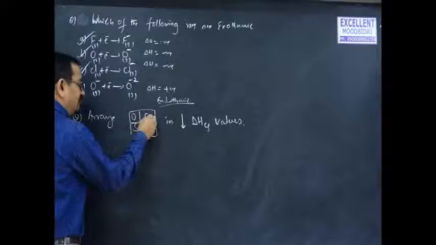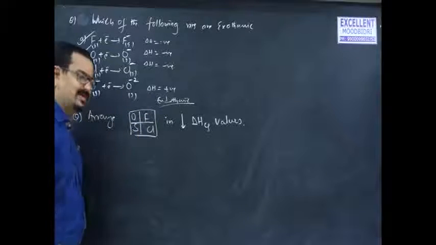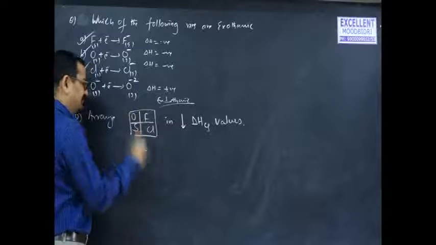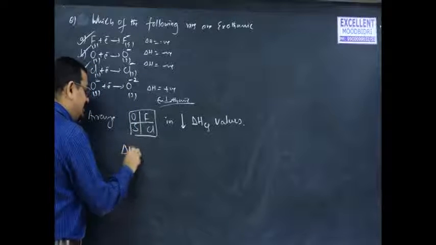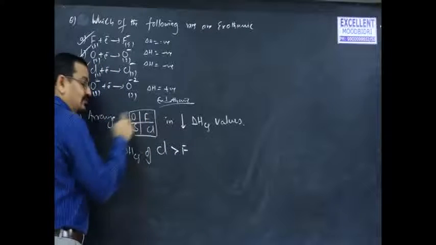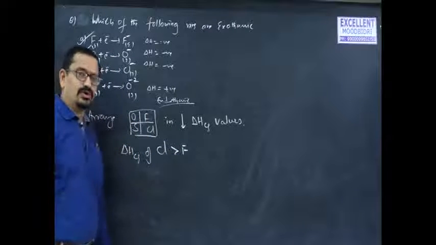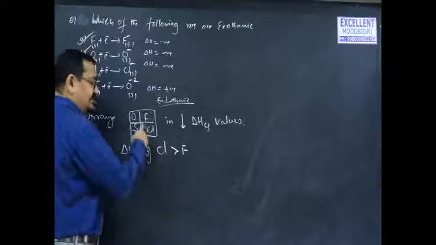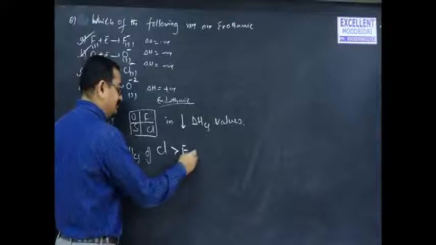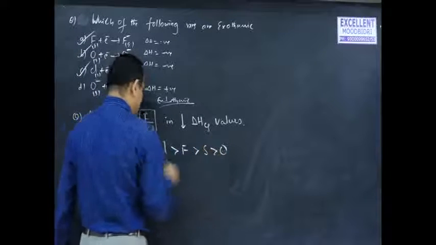So, among fluorine and chlorine, which possesses higher electron gain enthalpy? Chlorine. Among oxygen and sulfur, which possesses higher? Sulfur. So, electron gain enthalpy of chlorine is greater than fluorine. Among sulfur and oxygen, sulfur is more prone to gain electrons. That is why you can notice the numerical values in the textbook also. So, chlorine greater than fluorine, greater than sulfur, greater than oxygen.